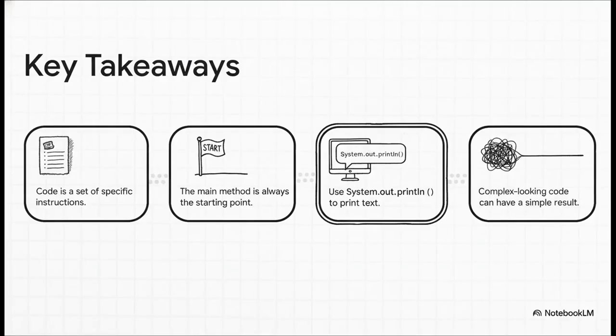Code isn't magic. It's just a set of really specific instructions. Every one of those keywords has its own unique job. The main method is always the starting point, no exceptions. If you want to print text, system.out.println is your new best friend. And maybe most importantly, code that looks complex on the surface is often just made up of simple, logical pieces working together to create a powerful result.